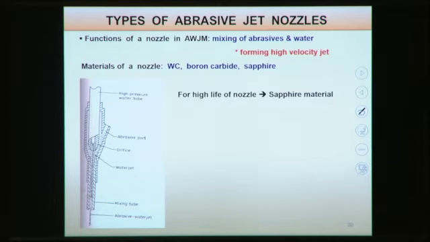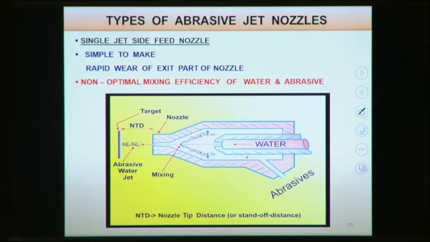There are different types of materials used for this nozzle, like tungsten carbide, boron carbide and sapphire. Among these three, tungsten carbide, boron carbide and sapphire are the most generally used, because they have a high tool life. The nozzle life is high in the case of sapphire. So different kinds of abrasive water jet nozzles are generally used.